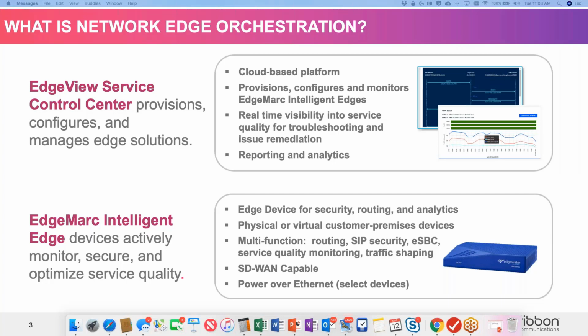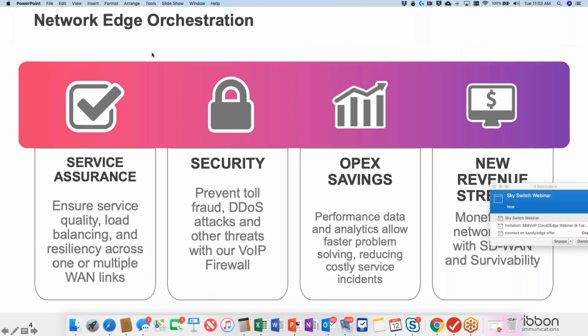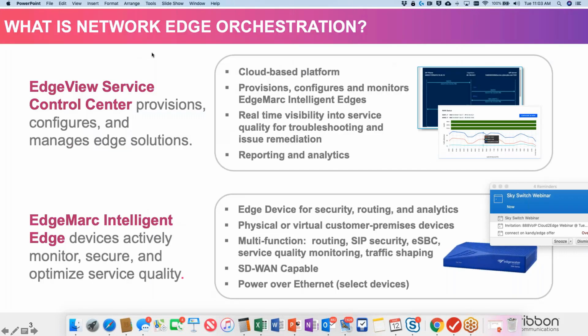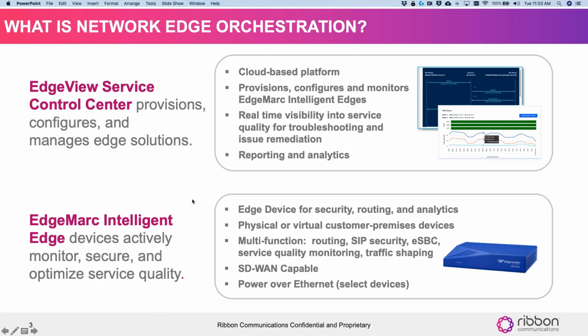Just to cover off the beginning, I'd like to give an idea of what network edge orchestration is before we get into Cloud2Edge. Essentially, there are two components in network edge orchestration. The first is the EdgeView Service Control Center, which is the cloud management tool or the element management tool that controls and monitors the applications and the performance of the network. And then the second component is the EdgeMarc Intelligent Edge device. Essentially, that's what you would put at a customer site to manage and monitor all of the performance of the network and all the applications running through the network.